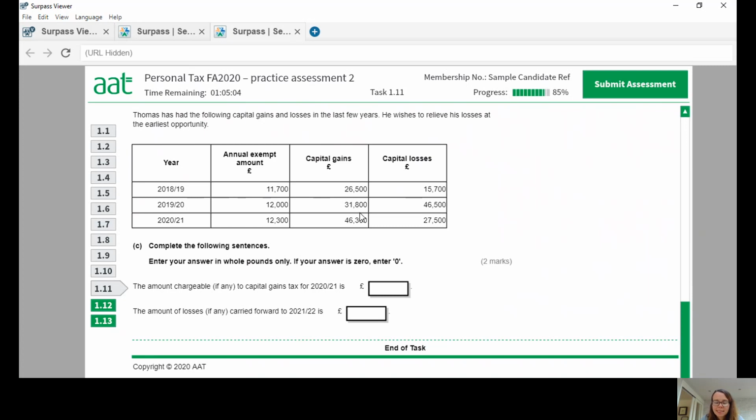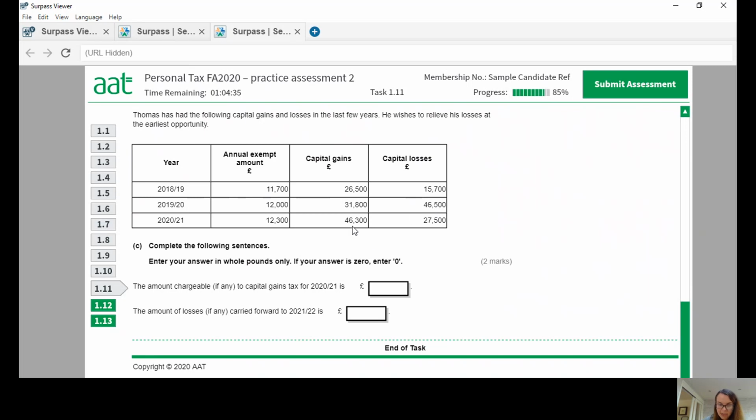In 2019/20, we do 31,800, subtract 46,500. I'm on negative, or a loss of 14,700. So we do waste our annual exempt amount that year, but we can carry forward this loss of 14,700. All right, so make a note of that 14,700 loss that you have available.